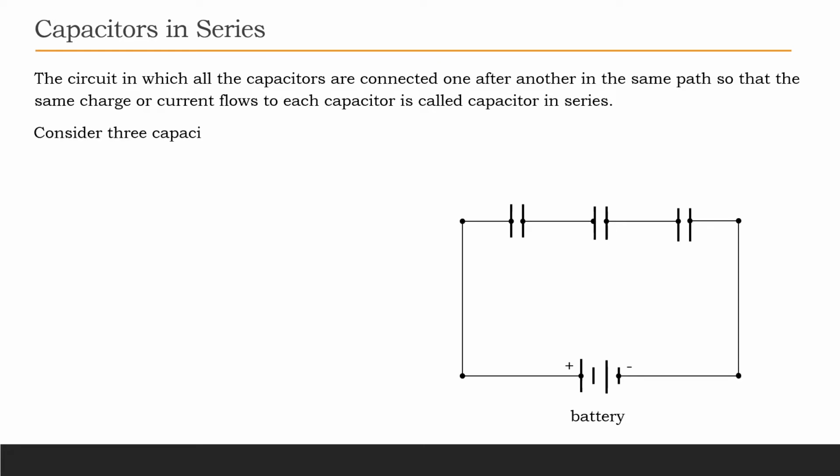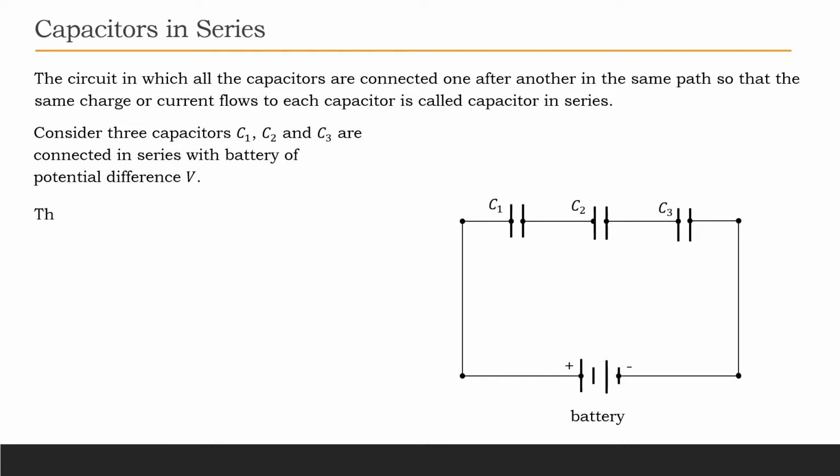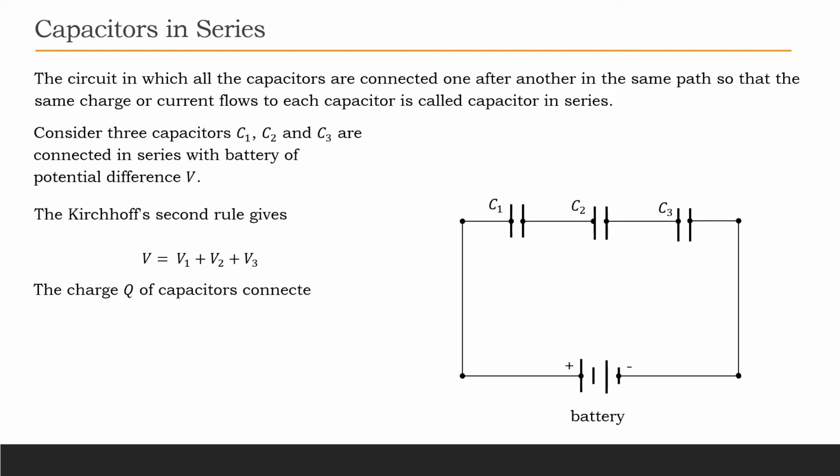Consider three capacitors C1, C2 and C3 connected in series with a battery of potential difference V. Kirchhoff's second rule gives voltage V equals V1 plus V2 plus V3, where voltage V1 is across capacitor C1, voltage V2 is across capacitor C2 and voltage V3 is across capacitor C3. The charge Q of capacitors connected in series is common to all capacitors.